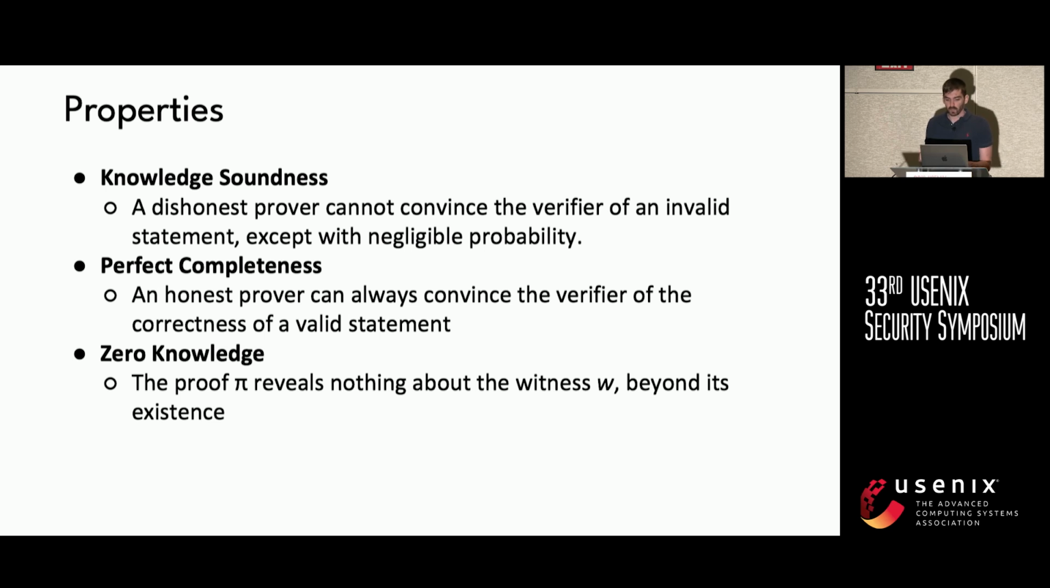So I will continue with a brief overview of the main properties that someone might want when deploying a ZKP. We have knowledge soundness, which means that a dishonest prover cannot convince the verifier of an invalid statement. We have perfect completeness, which means that we can always produce a proof for valid statements and verify these proofs. And we have zero knowledge, which means that the proof reveals nothing about the private part of our computation or of our statement. So an attacker might try to exploit any of those properties.